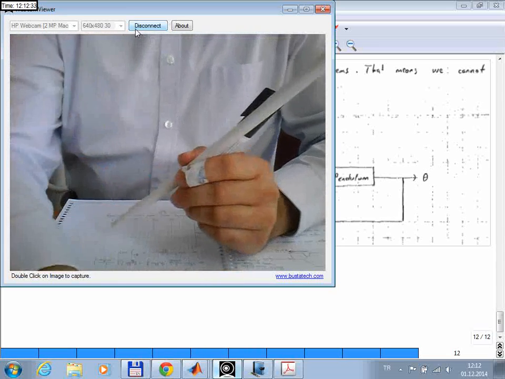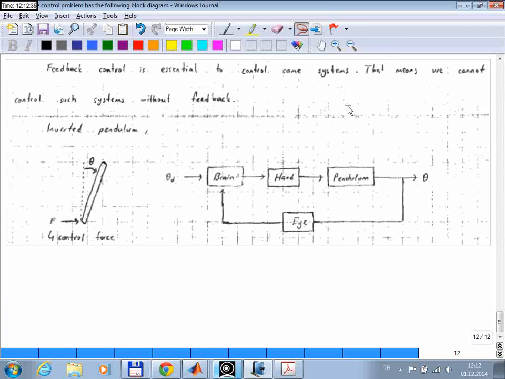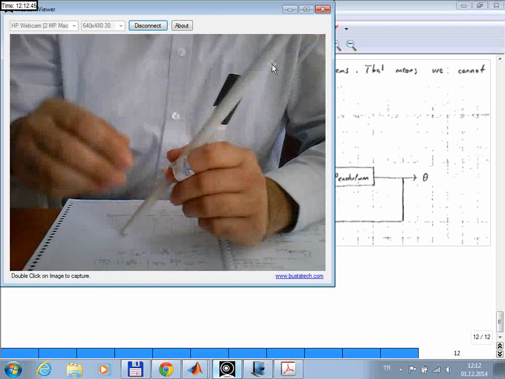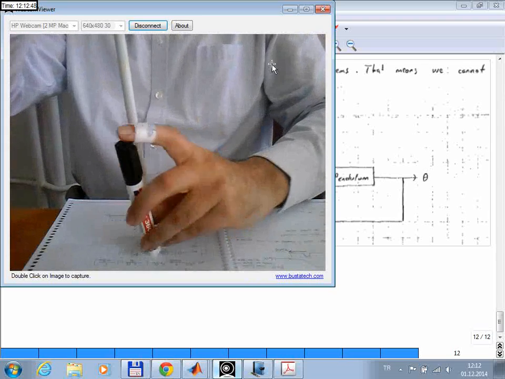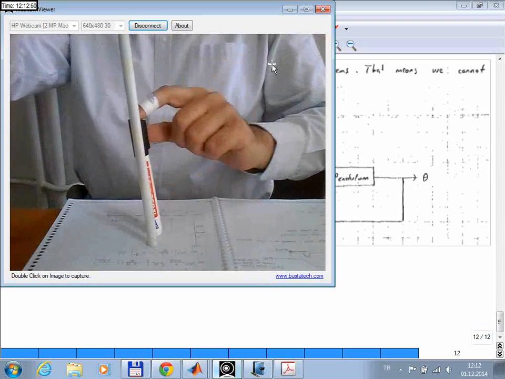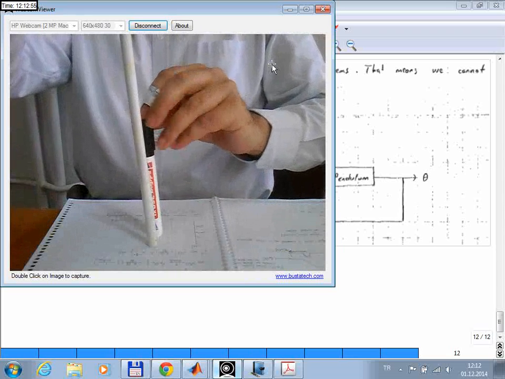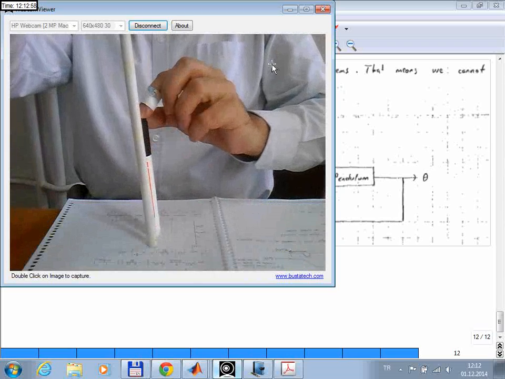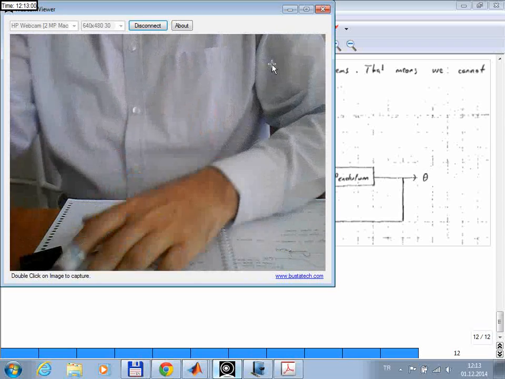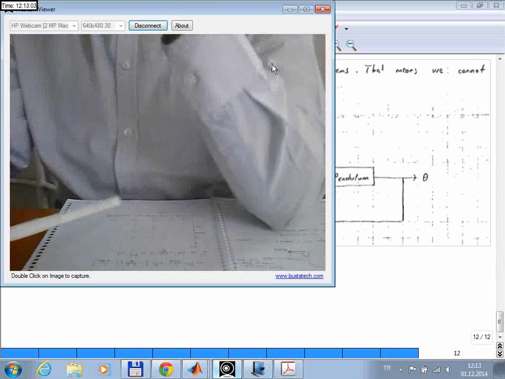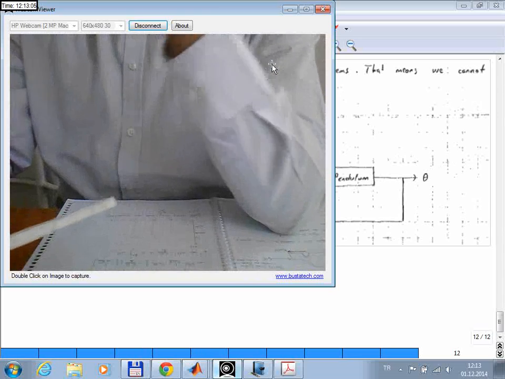Okay, so let's remember the system. The theta is my output. I'm going to release the system from some initial condition, and then let's see how they move. I will try to release them at the same time. I don't know if you saw that, but this one fell a lot faster than the other one. Okay, so in fact I can show you.